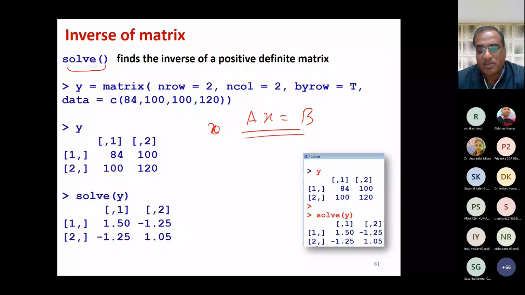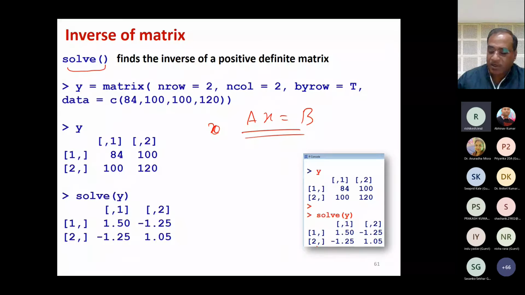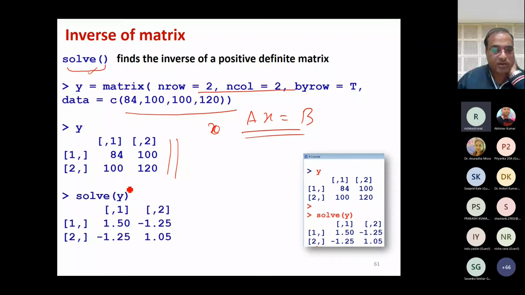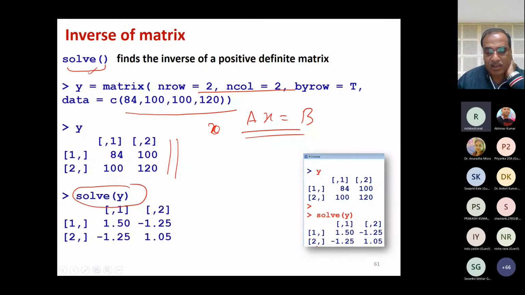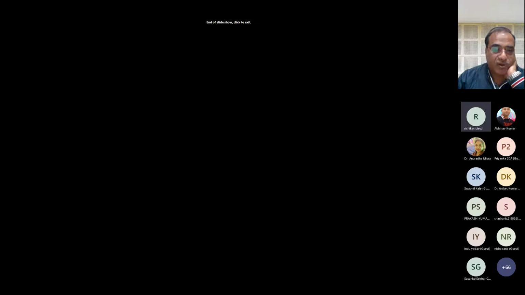But in any way, this is out of the range to discuss those things. Here the command is solve, and then there are some conditions for the inverse of matrices, like it has to be a positive definite, full rank matrix, etc. So if those conditions are satisfied, then the inverse will be found. For example, if I take a matrix of order 2 by 2, which has 4 values, like 84, 100, and 120, and then use solve of y, it will give me the inverse of order 2 by 2, right?